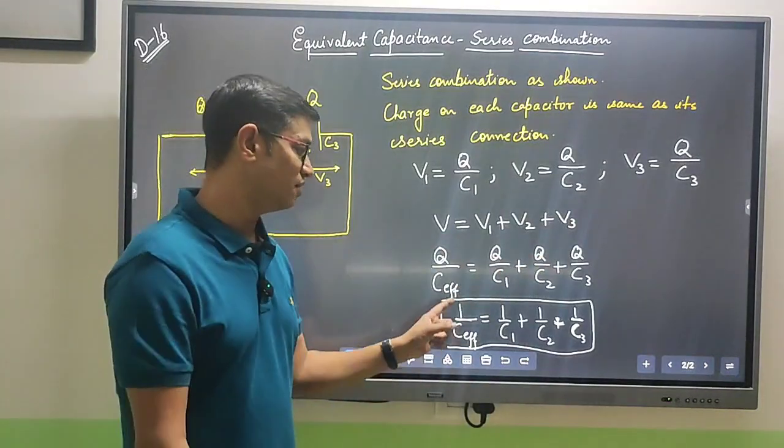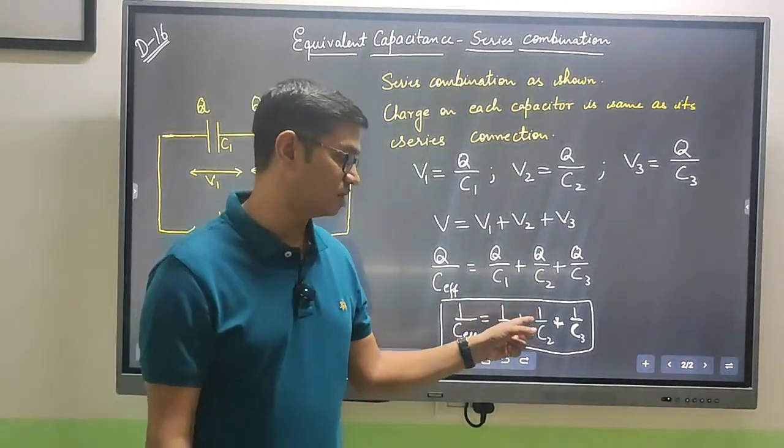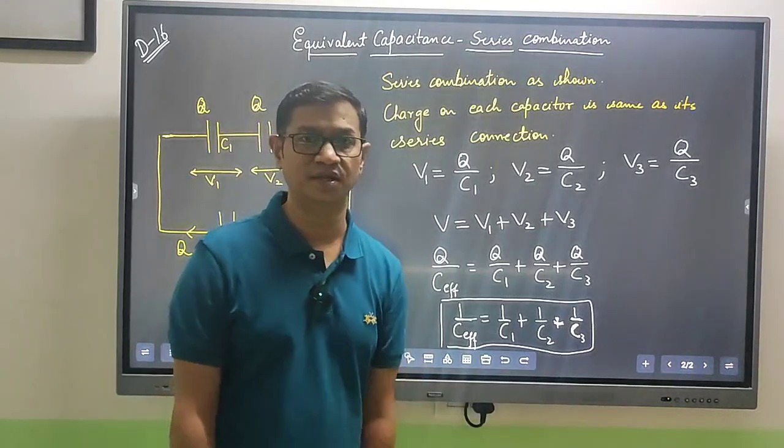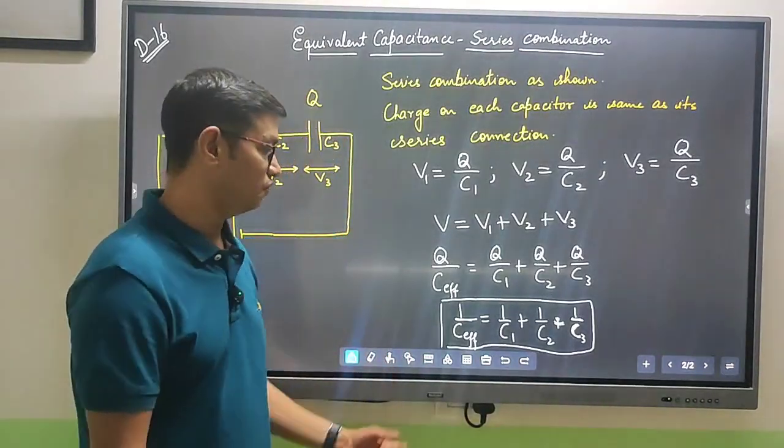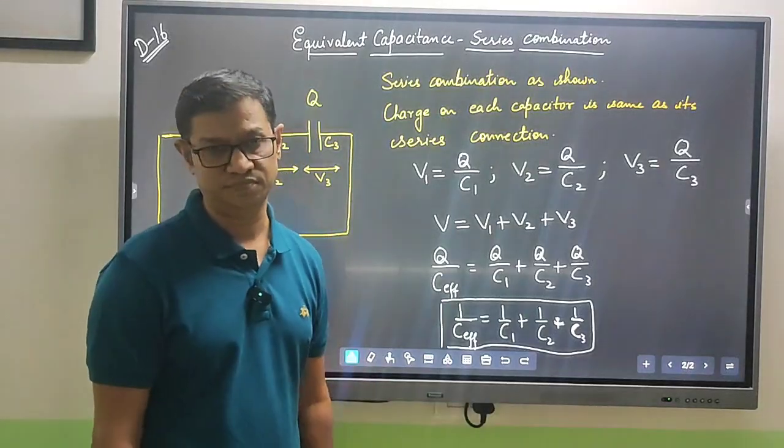Q gets cancelled, and you get 1 by C effective is equal to 1 by C1 plus 1 by C2 plus 1 by C3. This is the formula for equivalent or effective capacitance for series combination. Thank you very much.